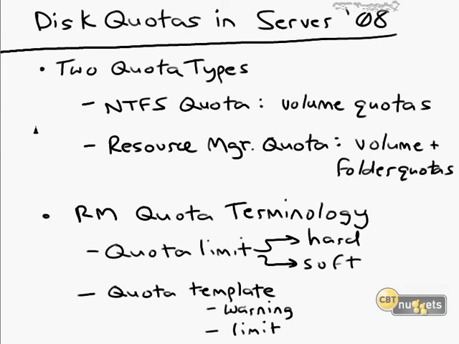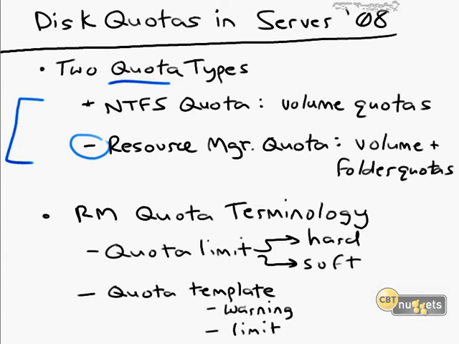Disk quotas in Windows Server 2008. In the last nugget, I showed you Resource Manager quotas. This was a dramatic improvement to how disk quotas worked prior to the R2 update to Windows Server 2003, and this is fully carried over and improved upon in Windows Server 2008. So you need to know now that there are two types of quotas. Quota, of course, is a limitation of disk space usage.